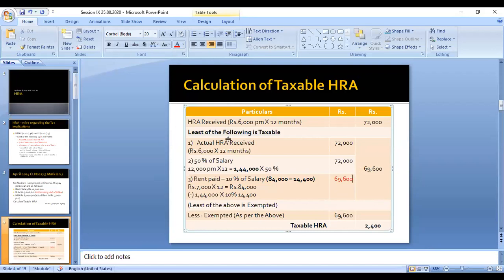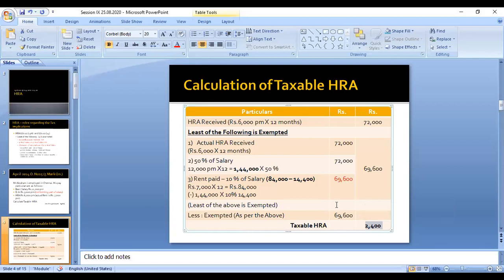The least of the following is exempted. That exempted amount is calculated. This is the amount received, so up to this amount only is exempted. If it is above that amount, it is taxable, that is 2,400. It is called taxable HRA. So this is our answer.